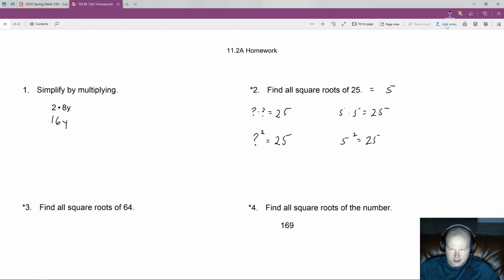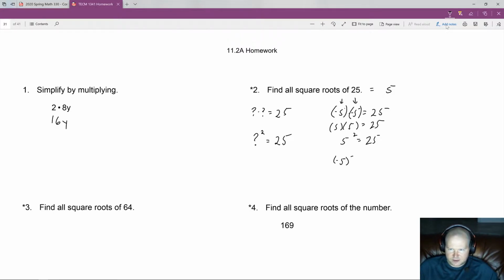Now, that might seem like a good answer, but there's a little bit more to it because it says all square roots. The thing is, a negative 5 squared is also 25. So negative 5 times negative 5 is 25, just like 5 times 5 is 25. So there actually are two answers to this, right? The original, which was 5 times 5, is equal to 25, and the other one where both of them are negative is equal to 25.